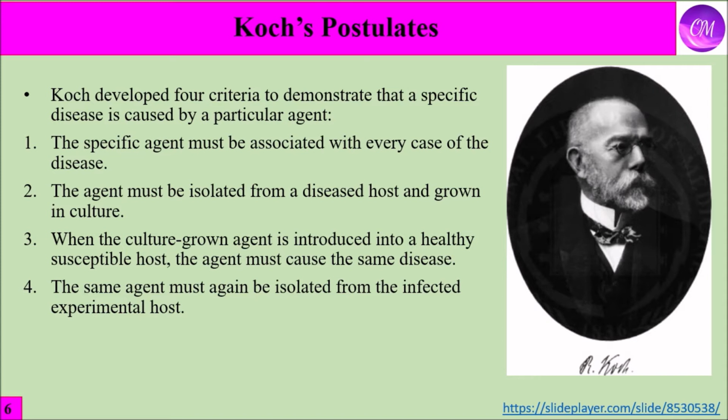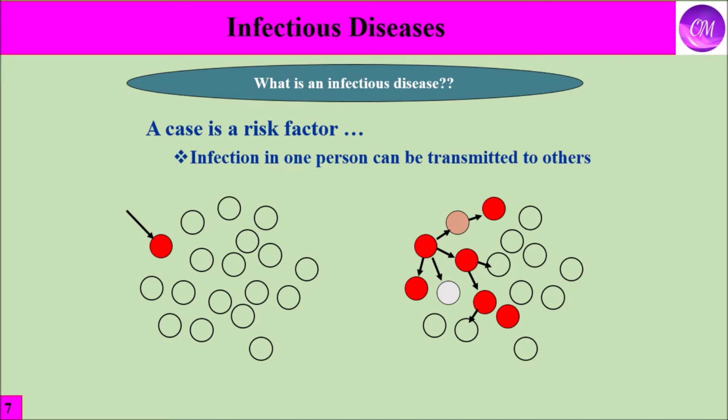Robert Koch developed four criteria to demonstrate that a specific disease is caused by a particular agent. First, the specific agent must be associated with every case of the disease. Second, the agent must be isolated from a diseased host and grown in culture. Third, when the culture-grown agent is introduced into a healthy susceptible host, the agent must cause the same disease. And finally, the same agent must again be isolated from the infected experimental host. One person can transmit it to others.